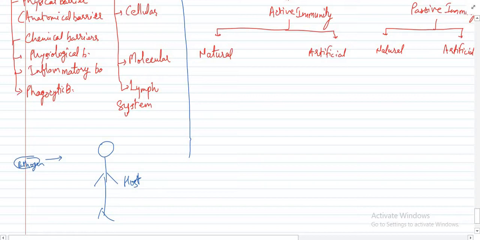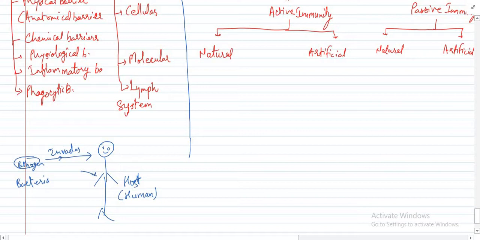Suppose this is a pathogen, meaning this is bacteria, might be virus, it might be viroid, it might be prion, animal. Suppose this is pathogen and this is host, meaning human. Okay, so whenever a pathogen attacks or invades a human or host, then how do they react?